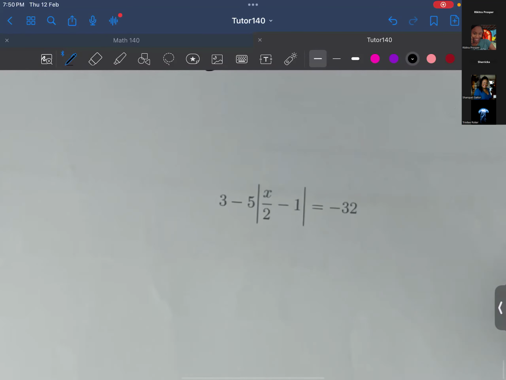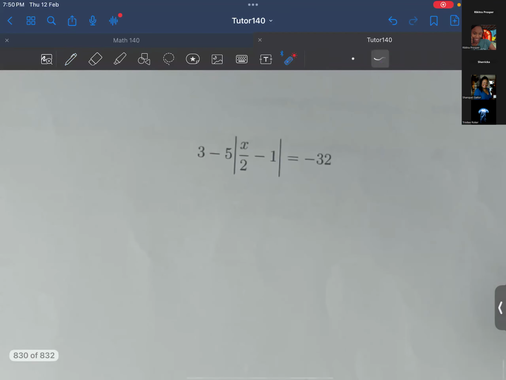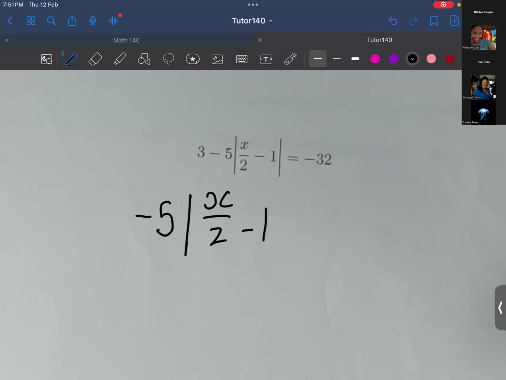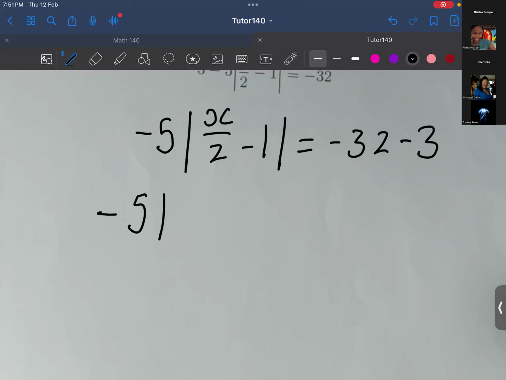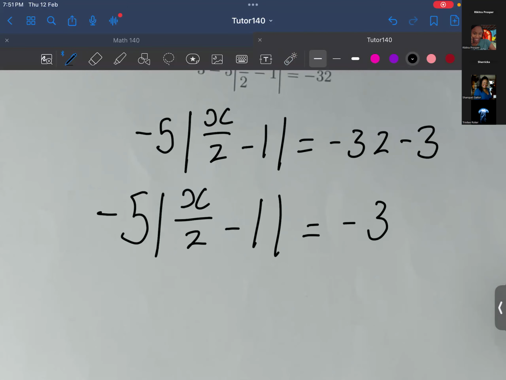Okay, when you have an absolute value question, what you want to do is isolate the absolute value. First thing I'm gonna do is transpose and send this 3 over here. It's positive here, but when I send it over here, it's gonna be negative. So we have negative 5, absolute value x divided by 2 minus 1 equals negative 32 minus 3. Then we have negative 5, absolute value x divided by 2 minus 1 equals negative 35.